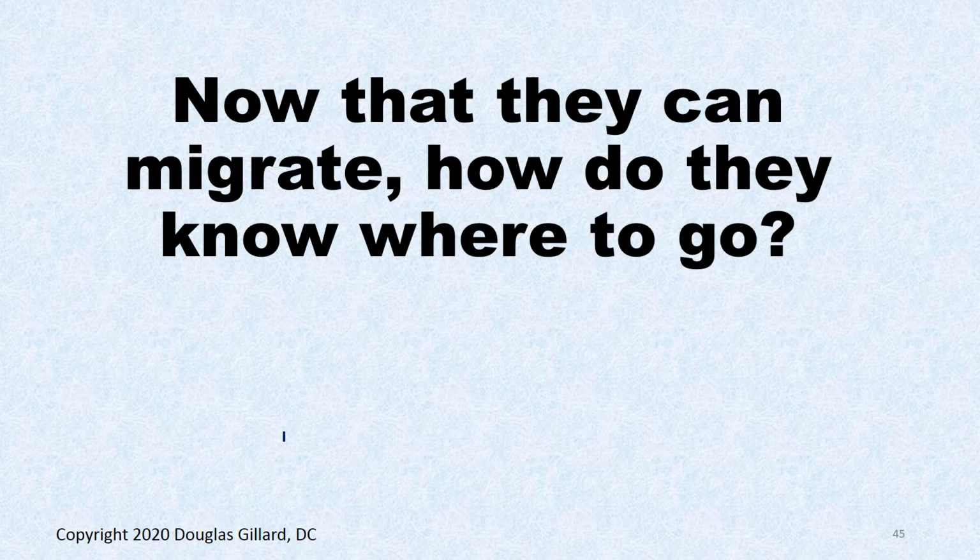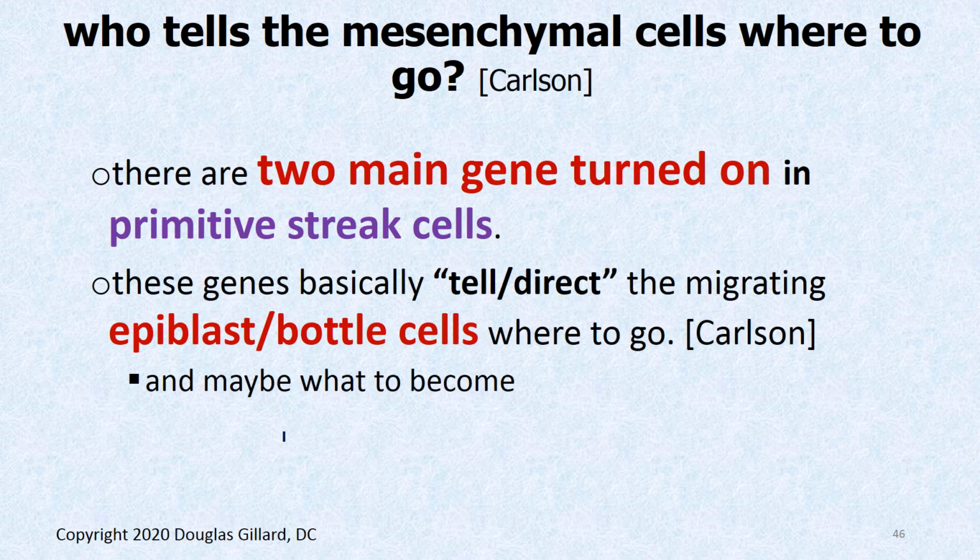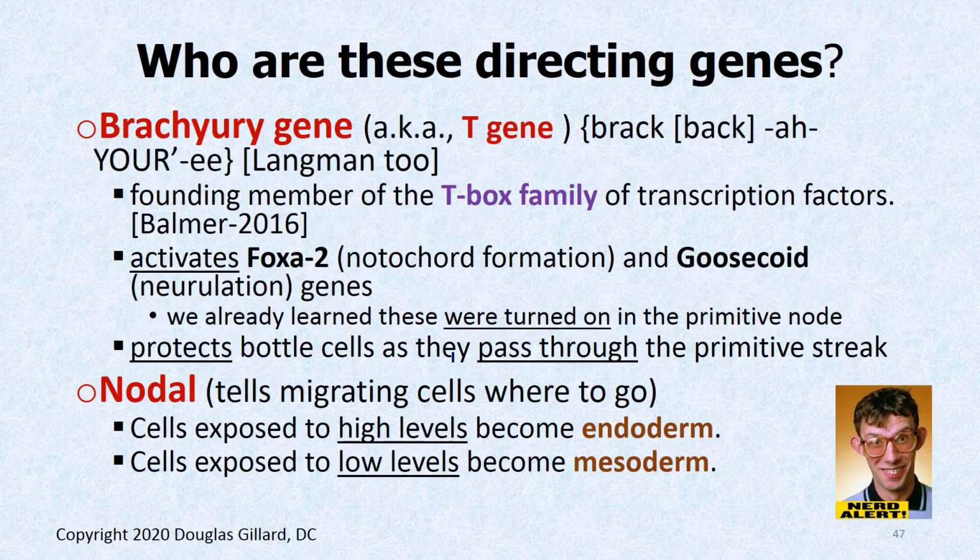So now finally we're ready to go. Who tells the mesenchymal cells where to go? Well, there's two main genes turned on in primitive streak cells that help direct them. And these genes basically tell the epiblast, bottle cells, and mesenchymal cells where to go. So here's the little scary man, so hang on, bear with me. We have the brachyury gene.